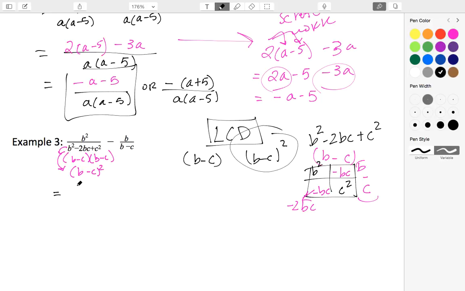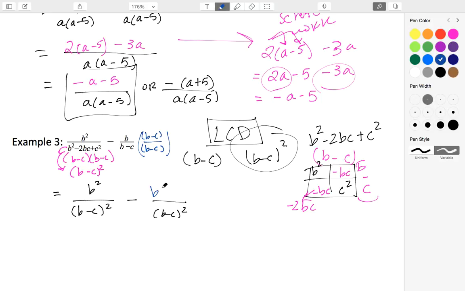So then we want this to be b minus c squared, and then b minus c squared. Now, this is equivalent to this, so we don't have to change anything. That already has the least common denominator. So then here I want this to be b minus c squared. In this case, I would need to multiply this times another b minus c, and whatever I do to the bottom, I do to the top.